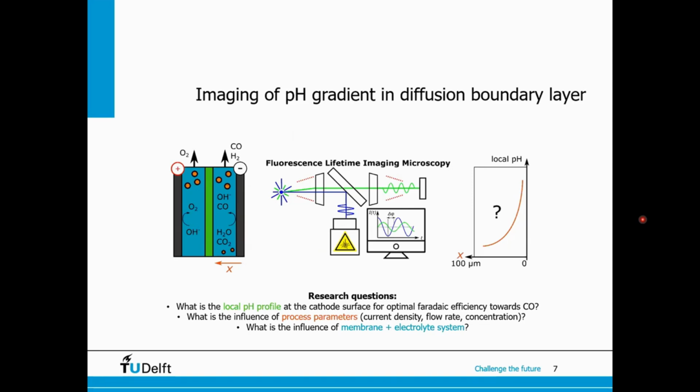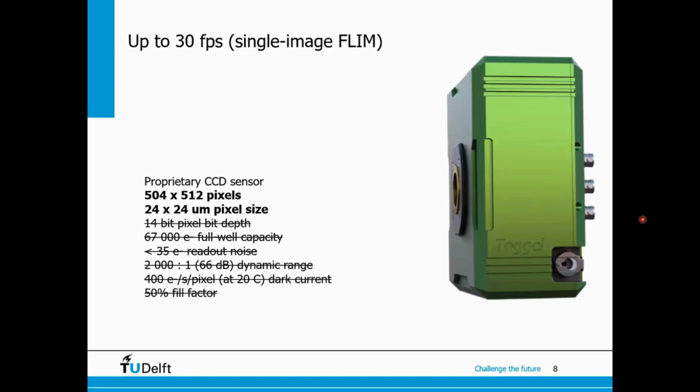So I was allowed to go shopping and this is what I bought. This is the toggle. It's a special camera from Lambert. And unfortunately, it's not available anymore, but they have a nice successor. This camera is able to take instant FLIM images at a reasonable resolution with a nice sensitivity.